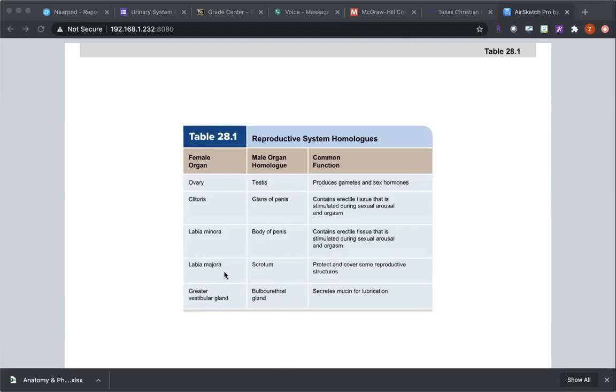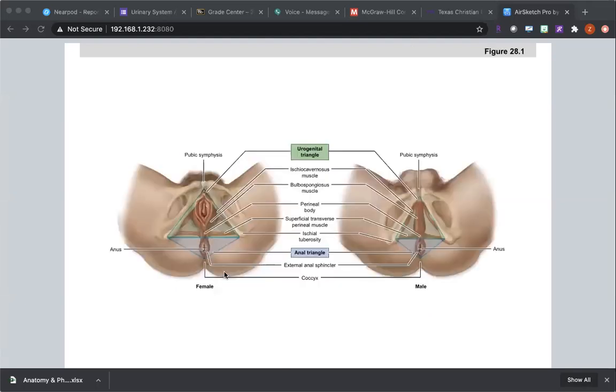So that's our homologs. Okay, now we're going to look at this image right here. This is just showing you these two triangles, these regions here. We can talk about the urogenital triangle and then the anal triangle. And you can see one notable difference between the males and the females is that in the male, the angle is not as wide as in the females.